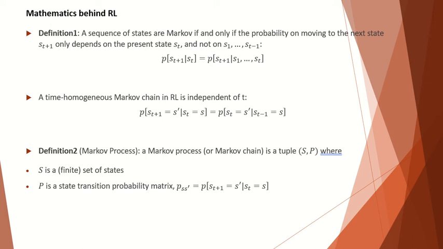Now the next definition is the Markov process. A Markov process, or a Markov chain, is a tuple of S and P. What is S and what is P? S is a finite set of states, and P is a state transition probability. It means with this probability we will go from, for example, step 0 to step 1, step 1 to step 2, and so on and so forth.